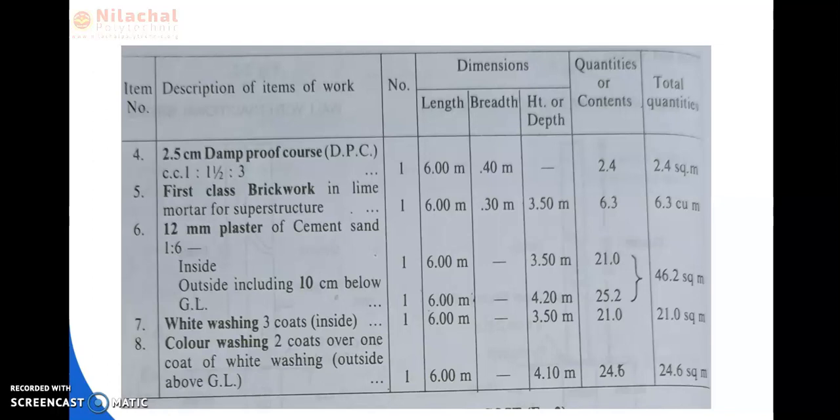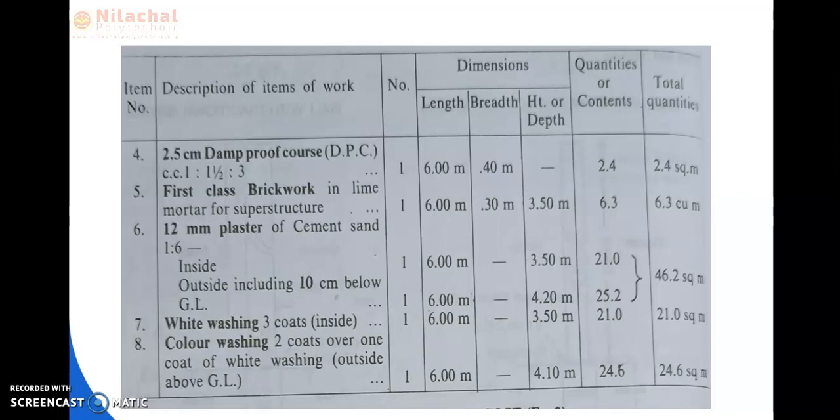So how can we find the 3.50? We know the superstructure height is 3.50 provided in the question. So the height is 3.50 meter for the inside. Then we calculate the quantity. How can we get the quantity? Number into length into height. Here no breadth is provided, so breadth is 0. Length is 6 meter, number is 1, and height is 3.50 meter. Then we get the quantity: 21.0. Then we calculate the outside.